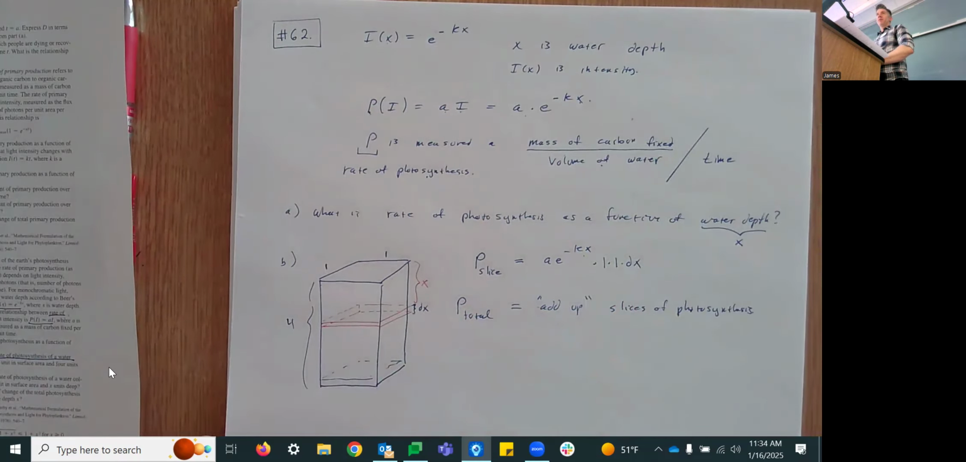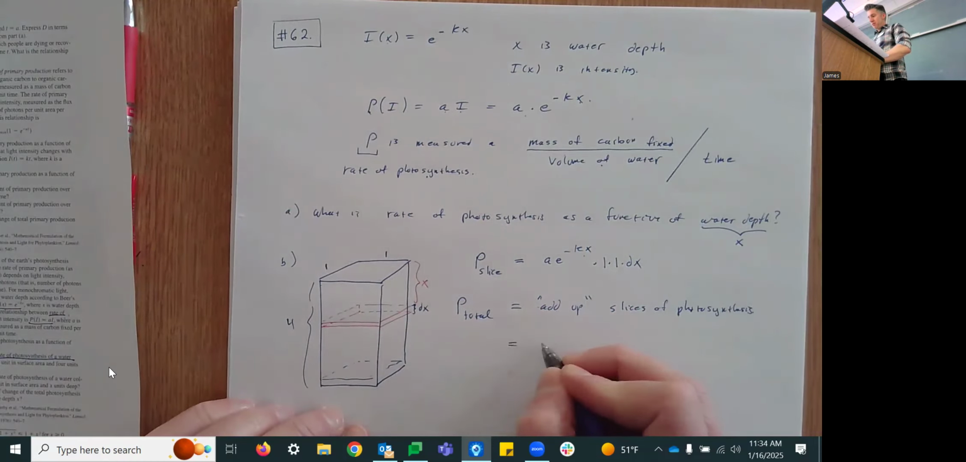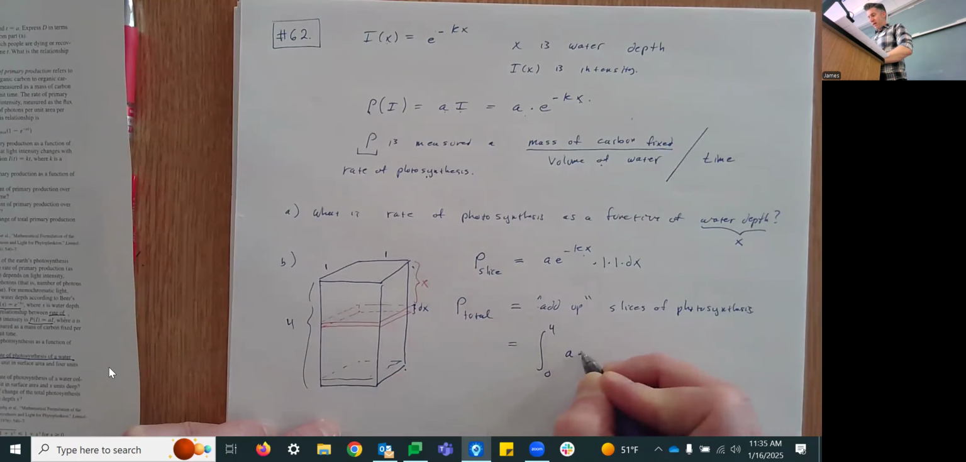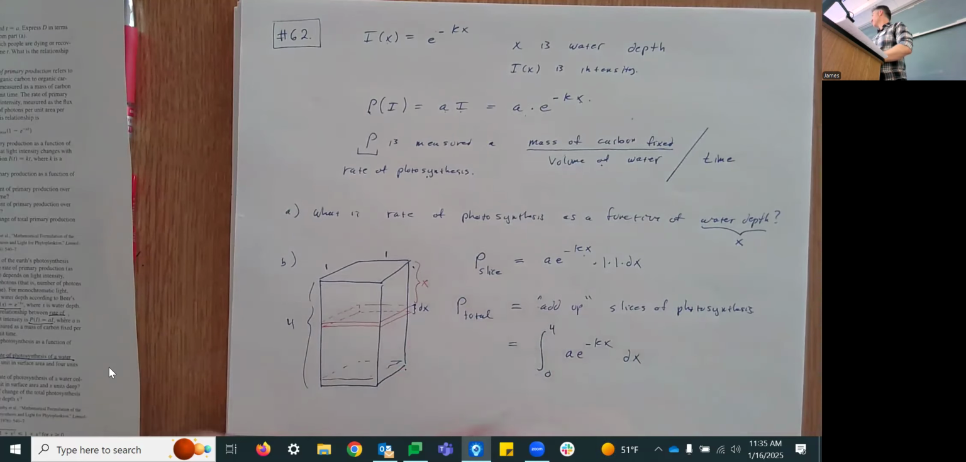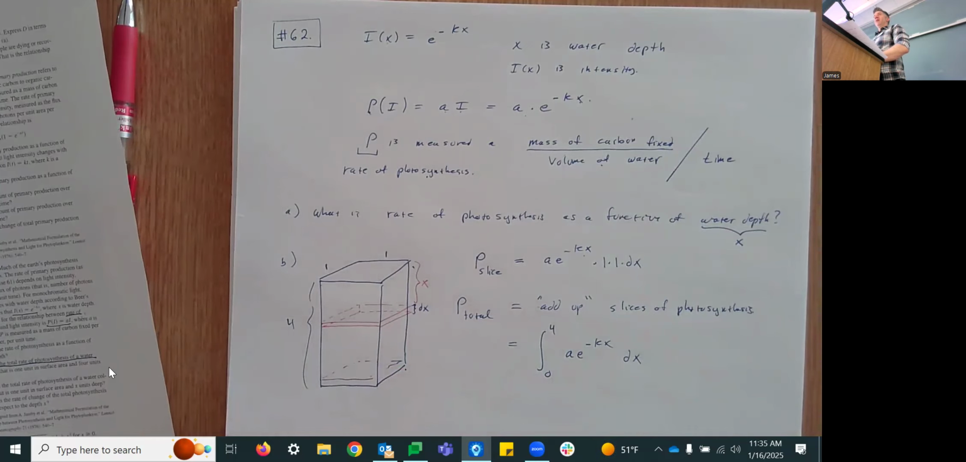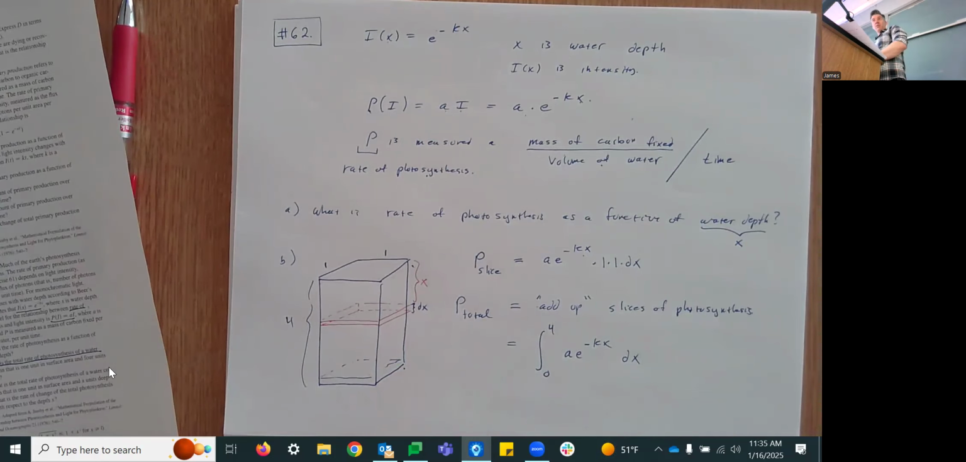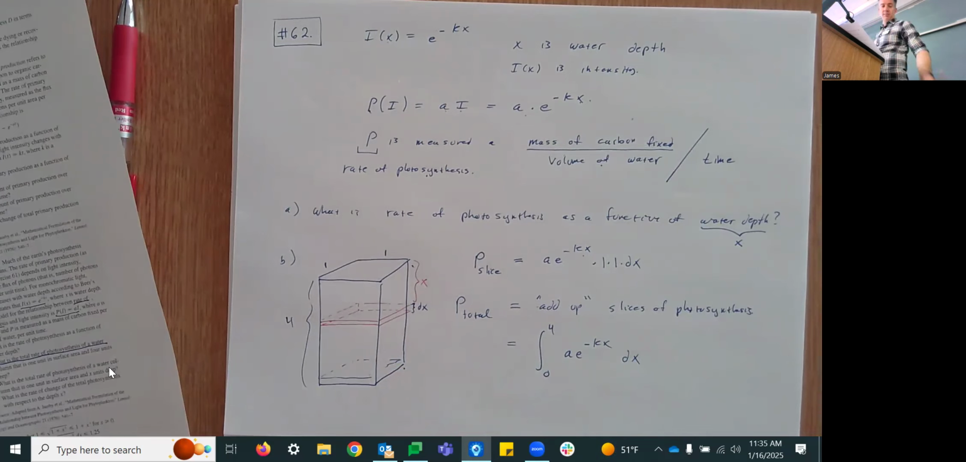Okay. So now we're going to add up all these slices by integrating. The slices go as low as X equals 4 to as high as X equals 0. So we integrate from 0 to 4 of a e to the negative kx dx. I'm pretty sure that's right, but I'm not 100% sure. I'll be perfectly honest, I don't actually know for certain if that is the right answer to this question. I'm going to go think about it after class to get a better idea of what's going on here.